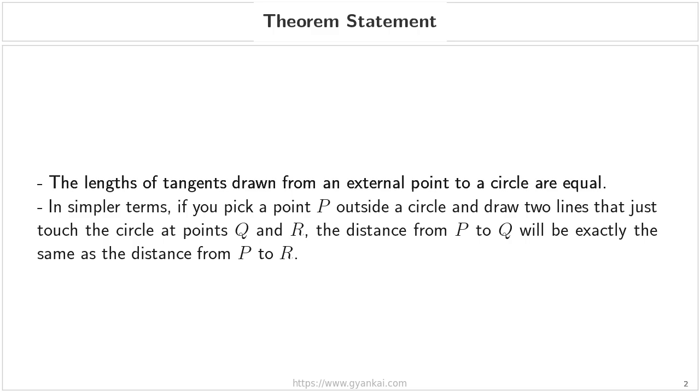Essentially, the two arms or paths stretching from that single external point to the circle are perfectly identical in length. We are going to prove why this symmetry exists in the next few slides using both triangle congruence and the Pythagoras theorem.